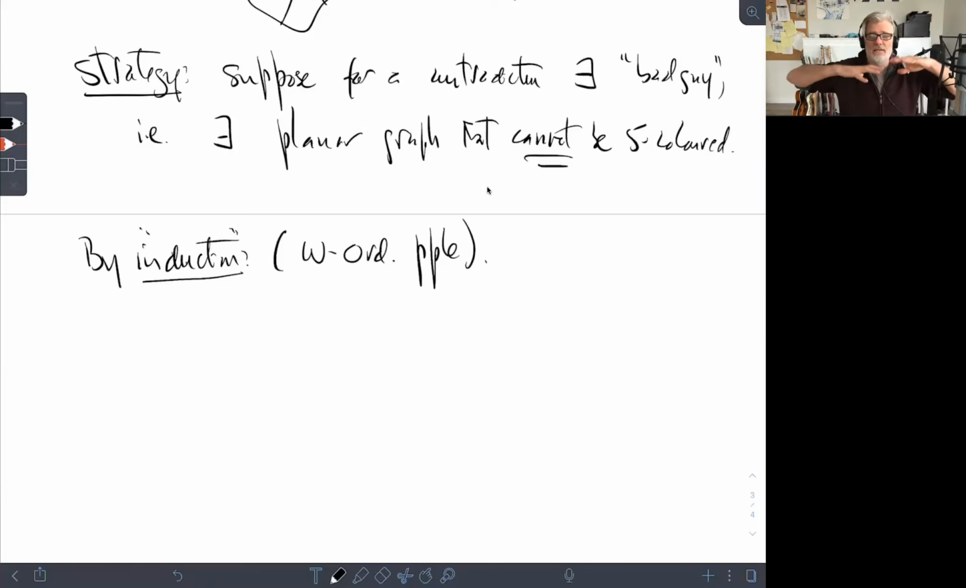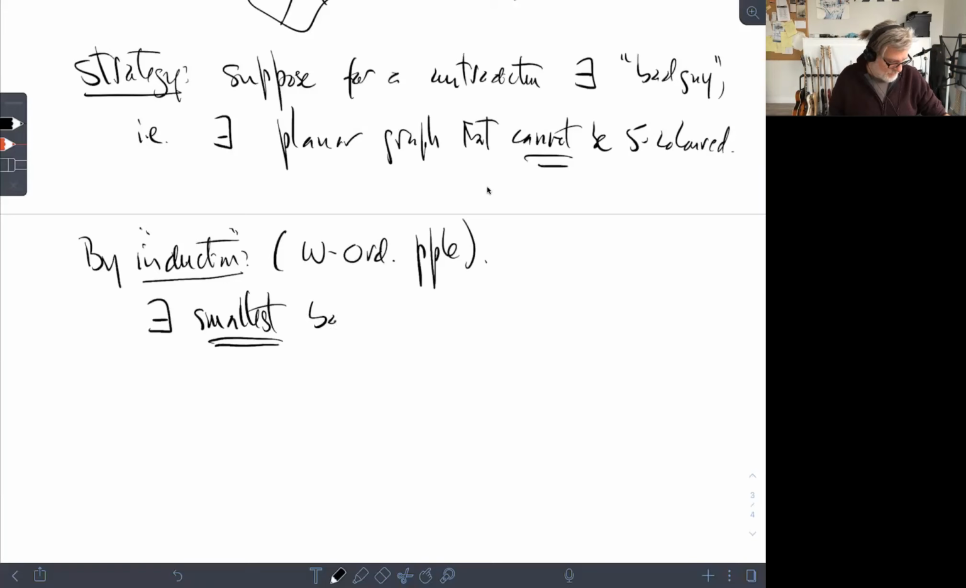So if you look at all the potential bad guys, look at the number of vertices that they have, right? So if there is a bad guy, it has, let's say, 572 vertices. You take the smallest possible number of vertices for such a bad guy. So there must be one by the well-ordering principle. So there exists a smallest bad guy.